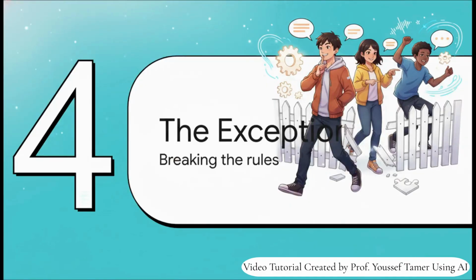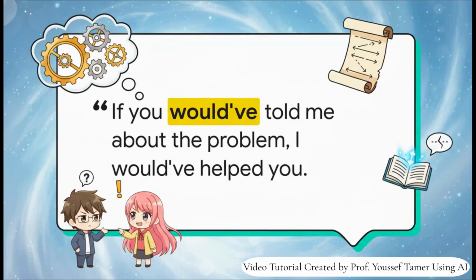Now for my favorite part, Section 4, the casual speech exception. All right, lean in for this one, because I'm going to let you in on a bit of an insider secret. We literally just spent all this time mastering the strict standard formula, right? But look really closely at this quote. If you would have told me about the problem, I would have helped you. Did you catch the error?